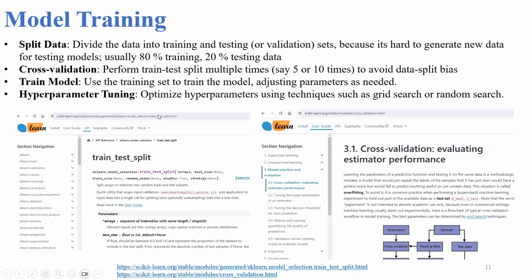Now let's get back to something much simpler, model training. As we discussed in the previous module, we have to split the data into training and testing, or you can have a validation set as well: training, validation, test. Usually you do 80% training and 20% testing, or 80% training, 10% validation, and the remaining 10% as the testing set. Also, because this training-test split can be biased, you want to do it multiple times, like 5 times or 10 times. That is called cross validation. You have to train the model, and then also do hyperparameter tuning.